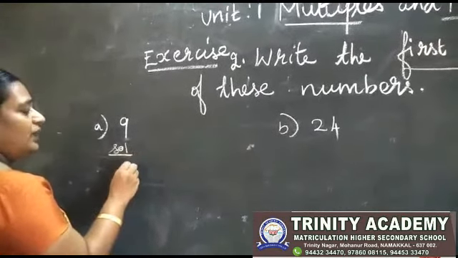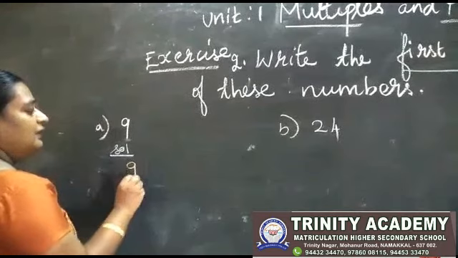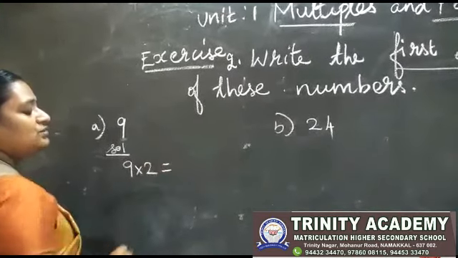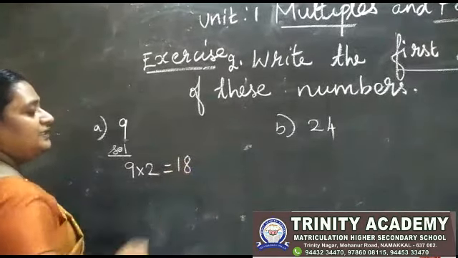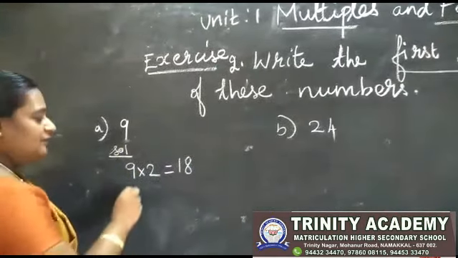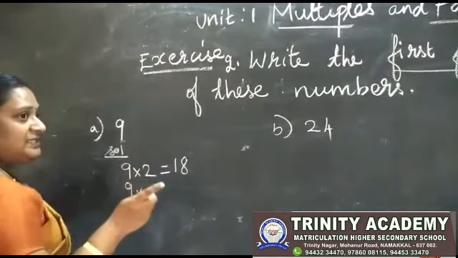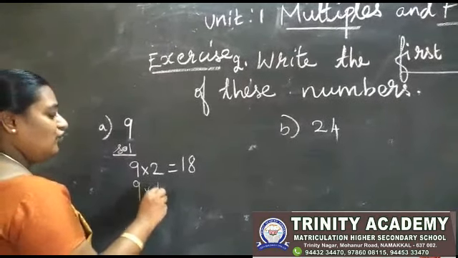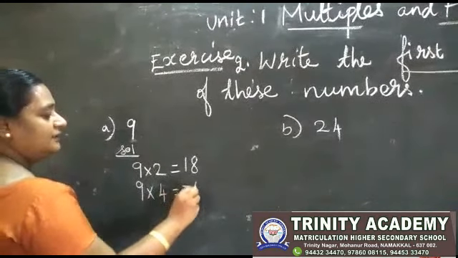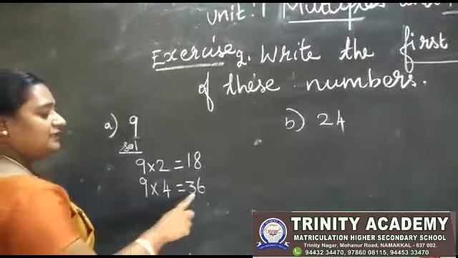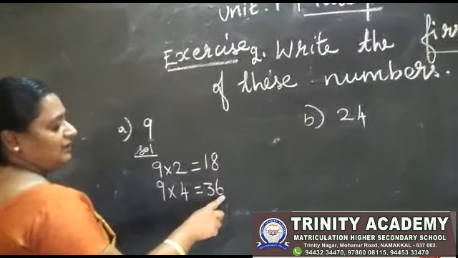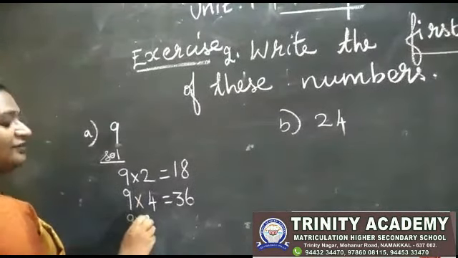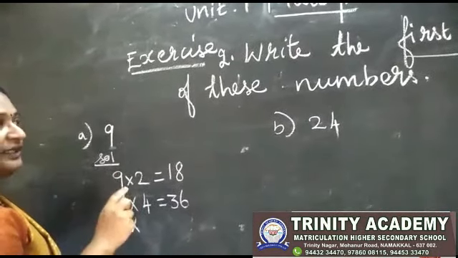So you write 9 into 2. What is 9 twos are? 18. So 18 is the even multiple of 9. Similarly, 9 threes are 27. 27 is not an even multiple. So next 9 into 4. What is 9 fours are? 36. So 36 is an even number, so it is an even multiple of 9. Similarly, 9 fives are 45. So 45 is not an even number.